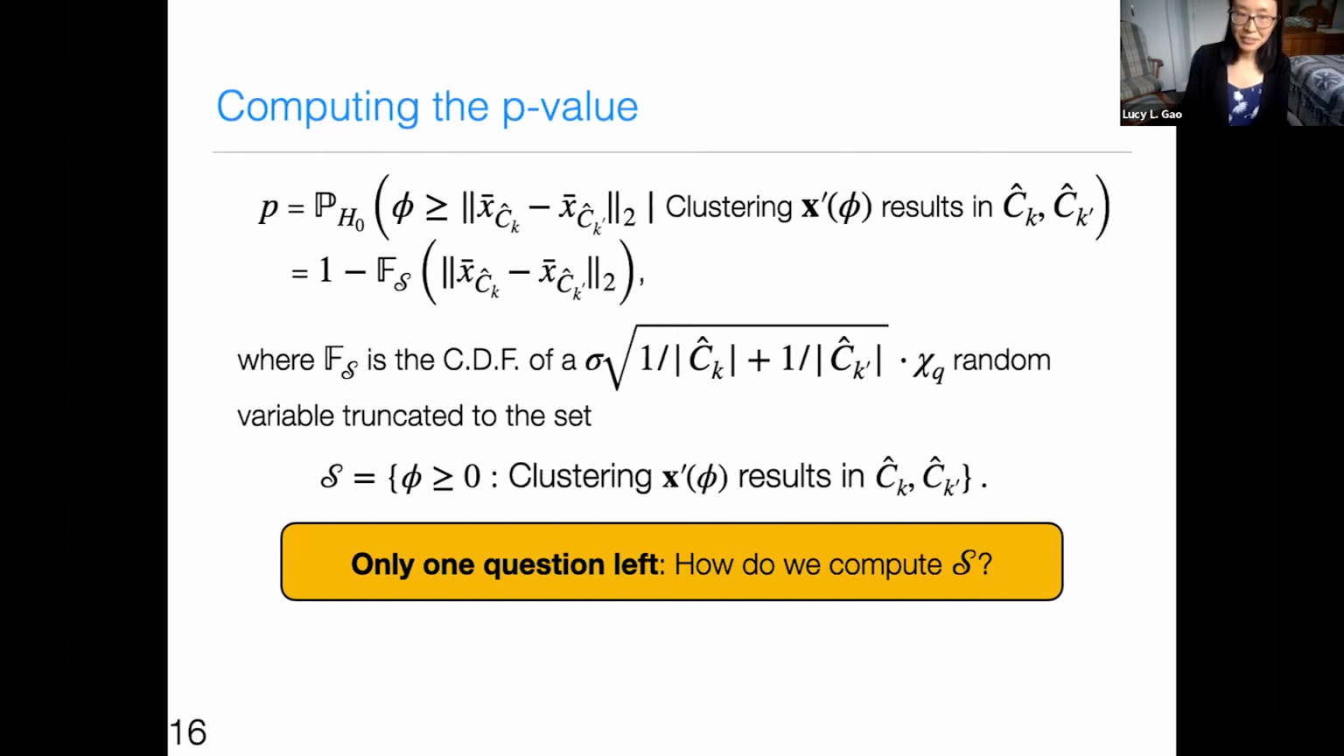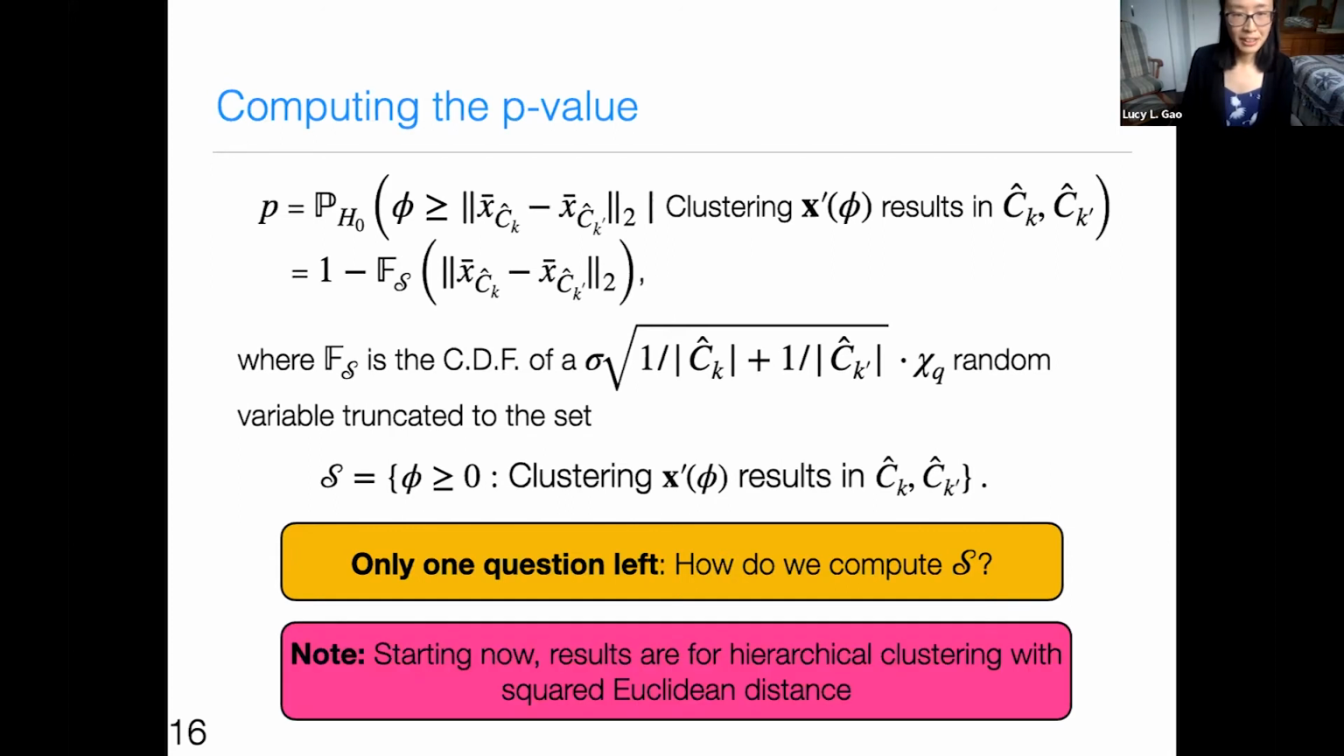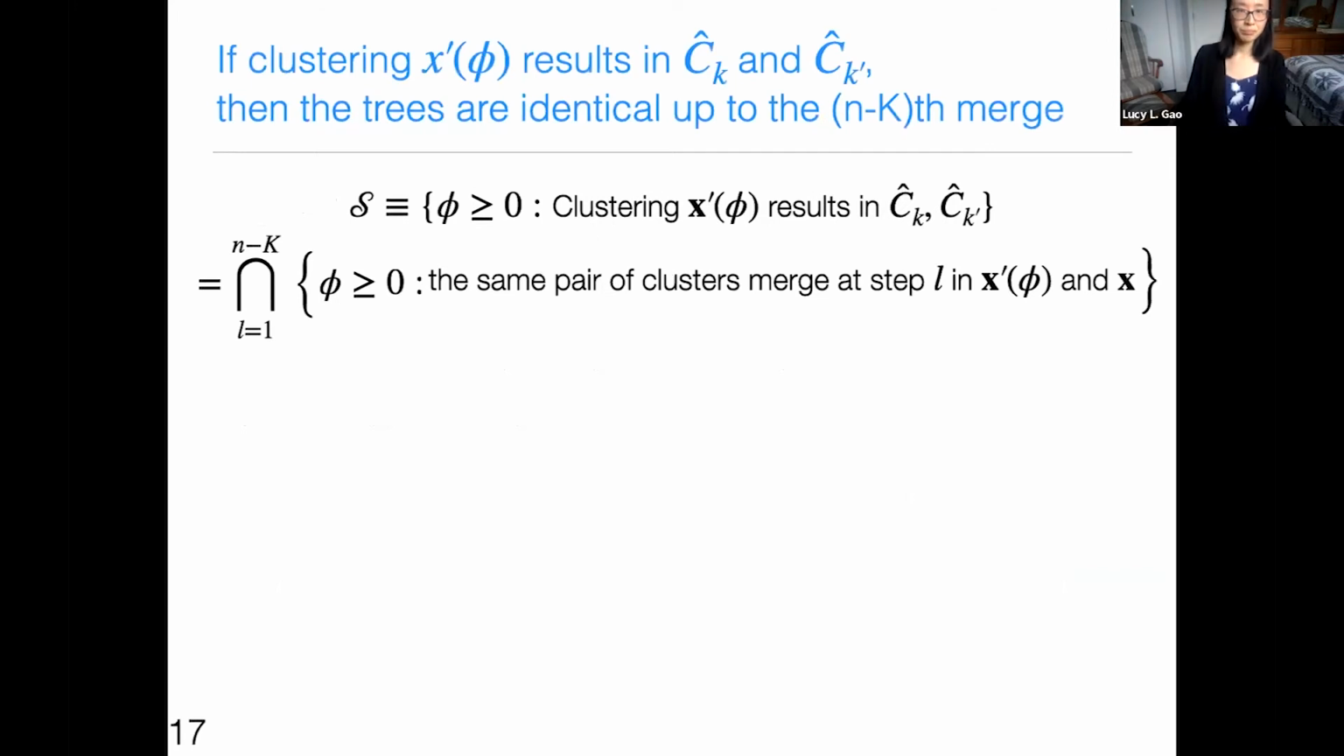Up until now, everything really applied regardless of what clustering method you apply to your data. But calculating S for any type of clustering is a bit of a difficult problem. So starting from now, we'll focus on a smaller problem, which is a specific type of clustering, hierarchical clustering with squared Euclidean distance. I don't want to go through too many of the computational details, so I'm just going to try and give you the flavor.